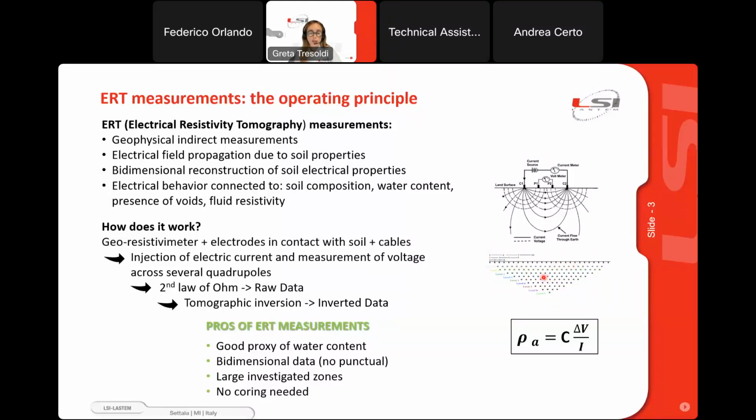So you obtain the raw data thanks to the second law of Ohm. Then you need to process the data. So you need the tomographic inversion.